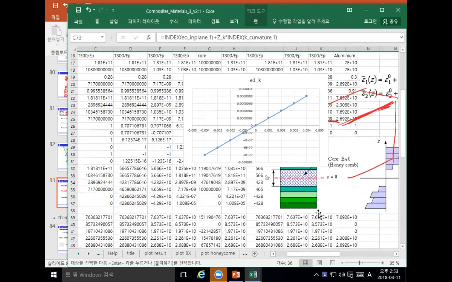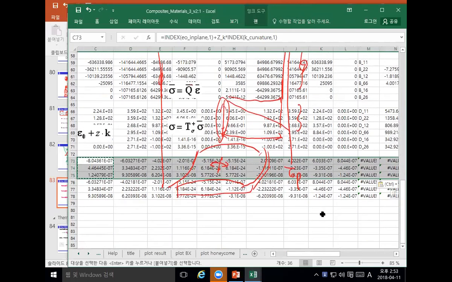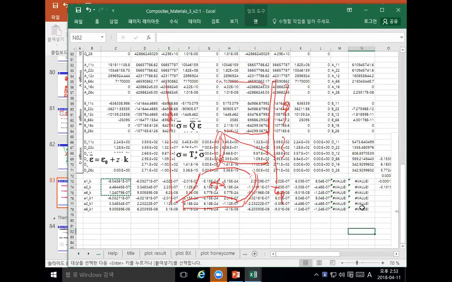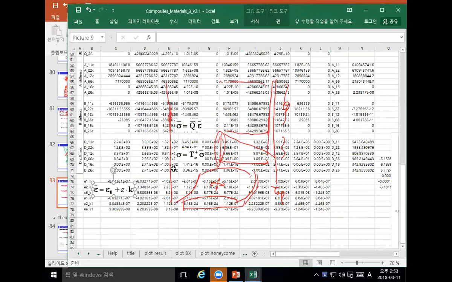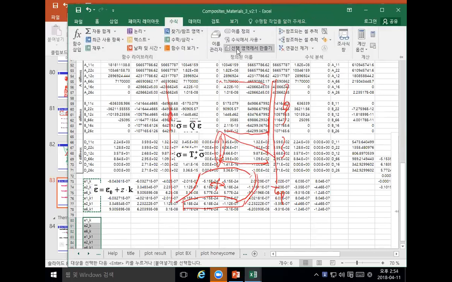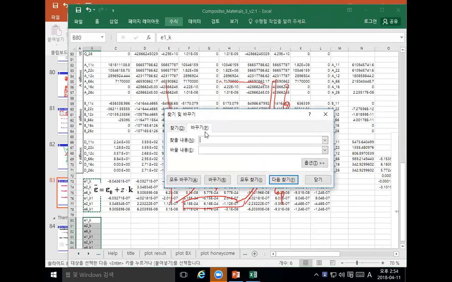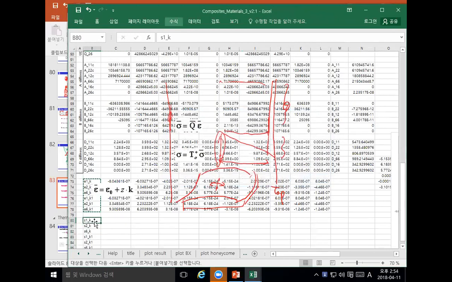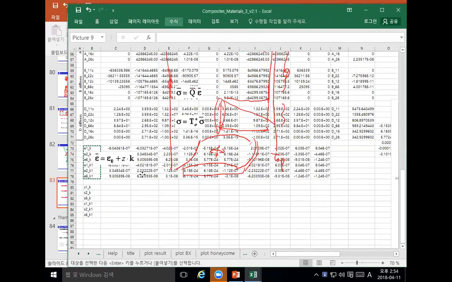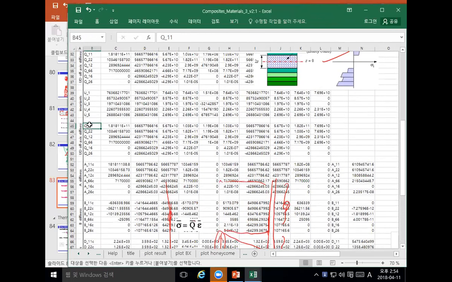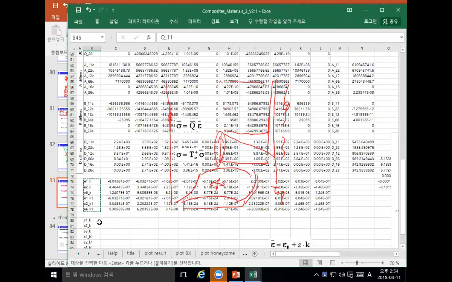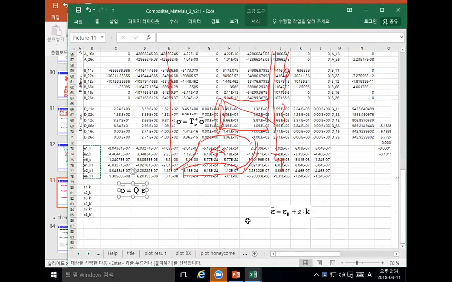Oh, sorry, not here. Okay, so this one is what? This is the off-axis strain. What is the next one? Next is to calculate the off-axis stress. How do we do that? We first change from epsilon to sigma. We'd like to calculate sigma 1 at K, sigma 2 at K. For that purpose, what do we need to do? We need to multiply by this Q. We already have all the Q matrix. And that is this step.